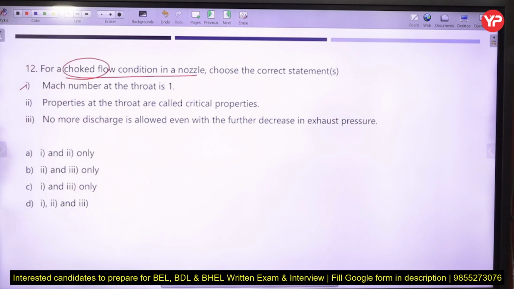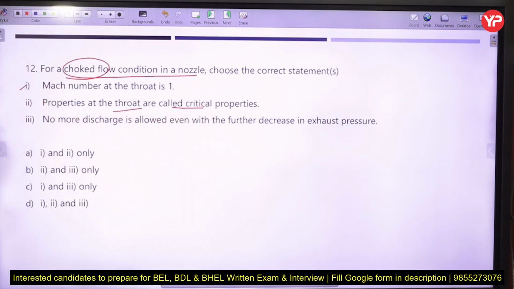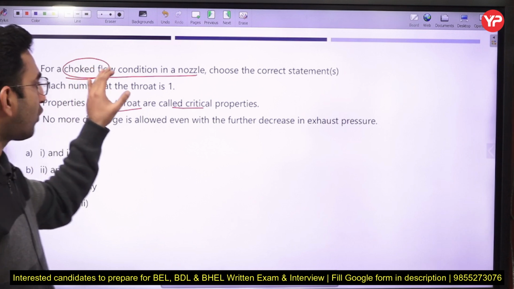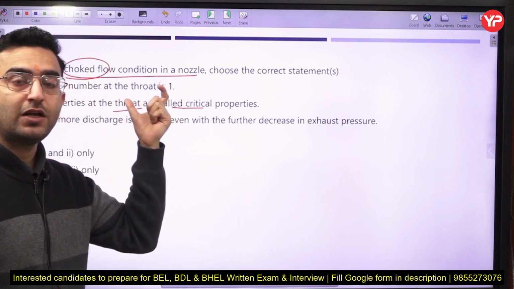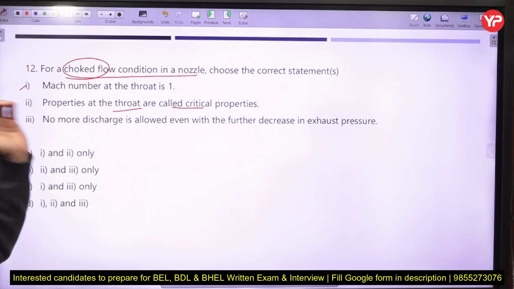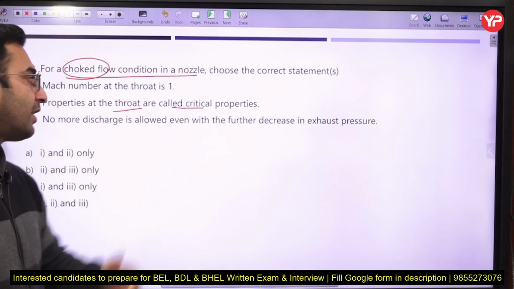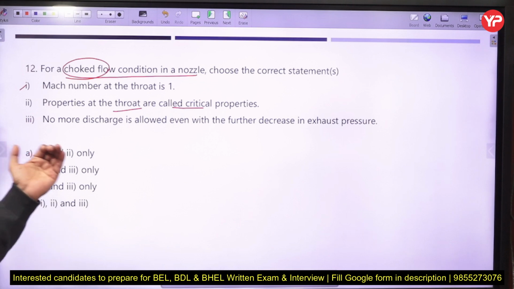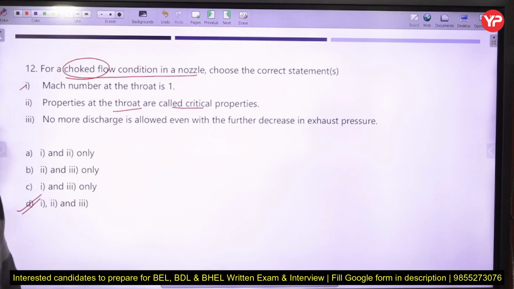The next part, the properties at the throat are called the critical properties, that is also correct, because in the case of choked condition we say the pressure, temperature and the velocity at the throat is known as the critical pressure, critical velocity as well as the critical temperature here. The next point is no more discharge is allowed even with the further decrease in exhaust pressure, that is also correct here. So here the option number D is going to be the correct answer of this question here. So that is a very basic question here.